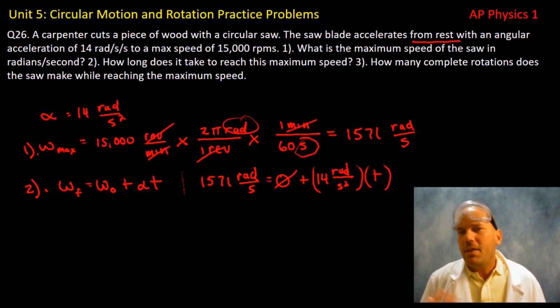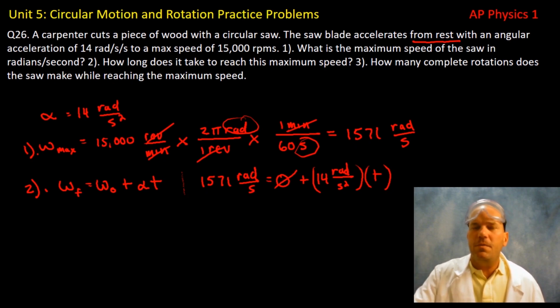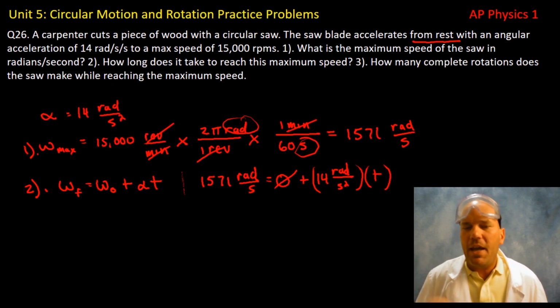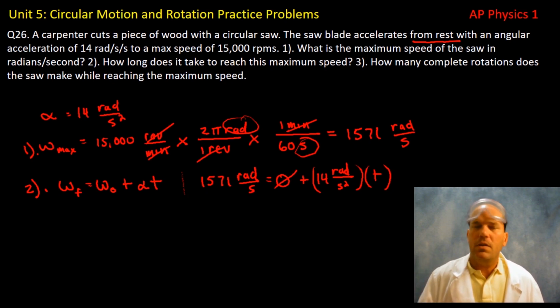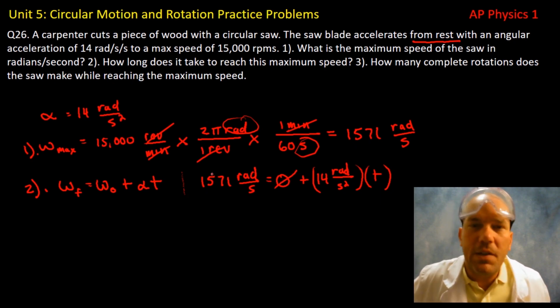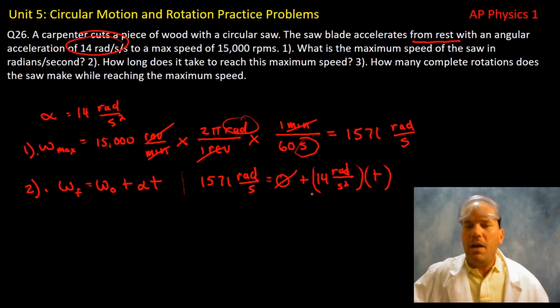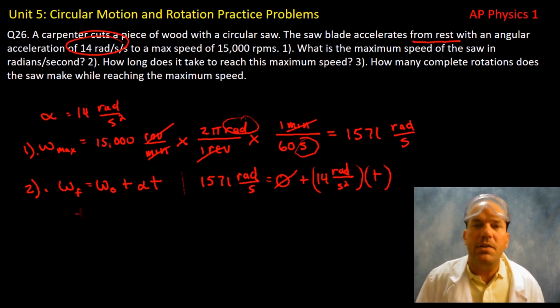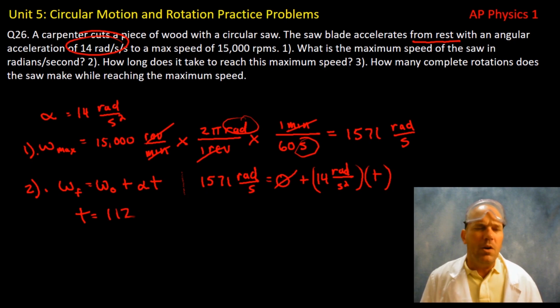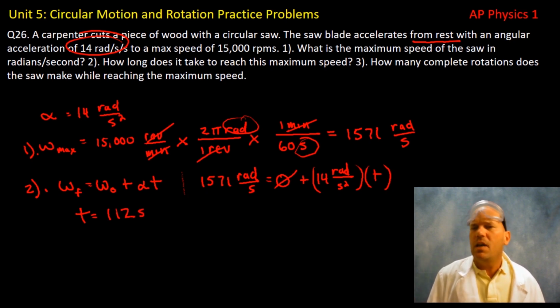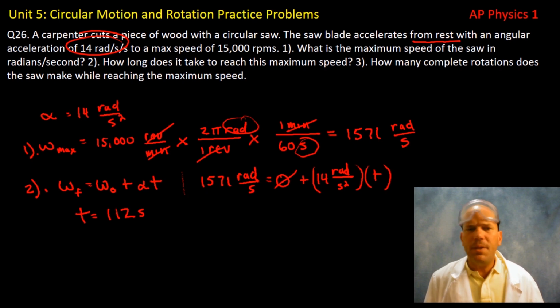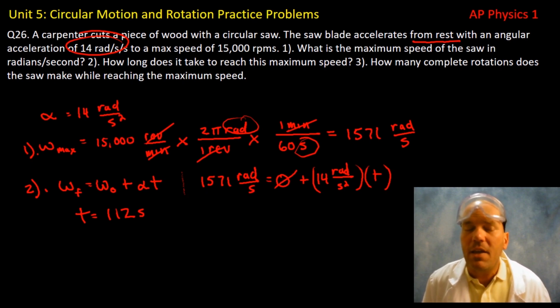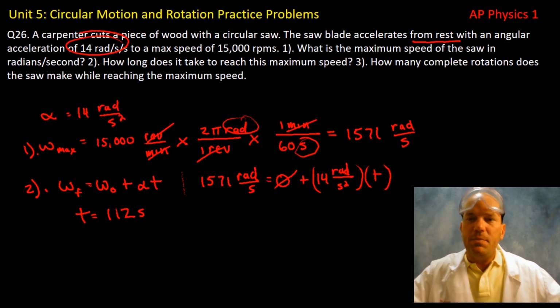So we have the final angular velocity, which we found in radians per second. We have to have it in radians per second. That's base SI units for angular velocity. And we can say that is equal to 0 because it starts at rest, plus the angular acceleration given to us in the problem. And so now we just divide both sides by the angular acceleration. We find the time is equal to 112 seconds.